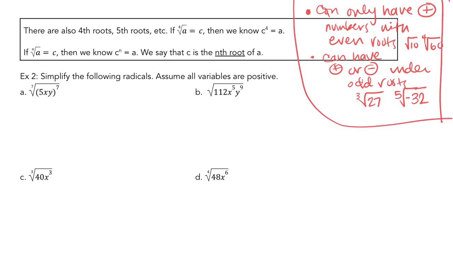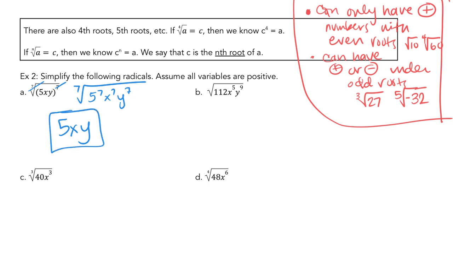All right, so let's go ahead and simplify. It says simplify the following radicals, assume all variables are positive. For this first one, we have the seventh root of 5xy quantity to the seventh. That's the same thing as the seventh root of 5 to the 7, x to the 7, y to the 7. The seventh root and the power of 7 cancel each other out. And so we're just left with 5xy. Nothing too exciting here.